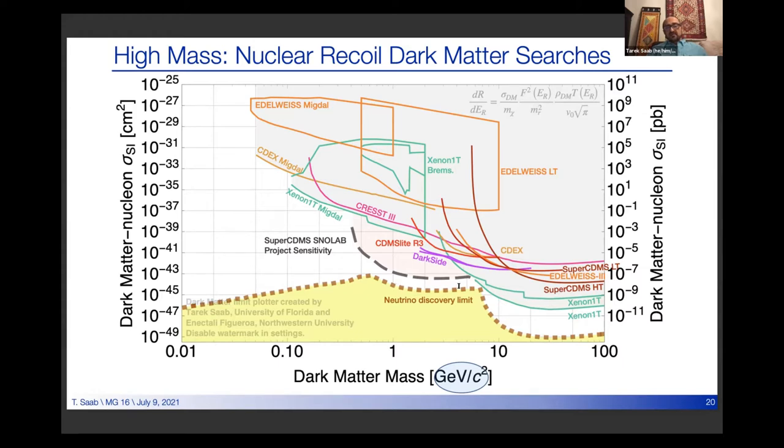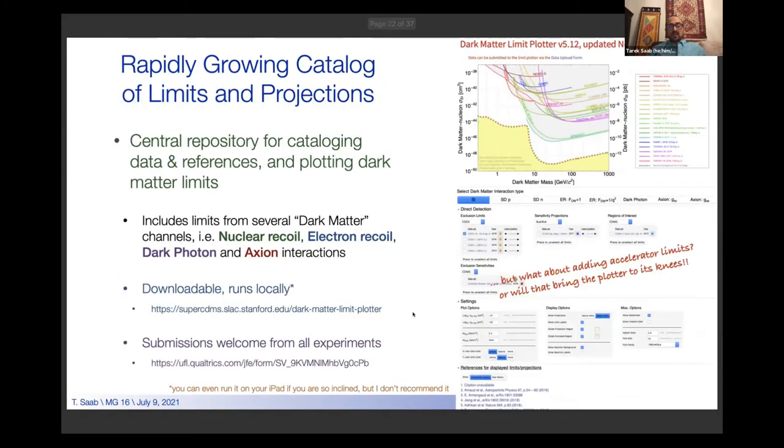And I want to highlight the dashed curve and the orange area here, which is where we expect the SuperCDMS SNOLAB experiment, the first payload of 24 detectors, to be able to reach down. In the region from, say, half of a GeV to 10 GeV, we expect to come very close to, again, similar to the neutrino limit, where neutrinos become a very significant background. If you're interested, I should say, at the CDMS website, we have this limit plotter.